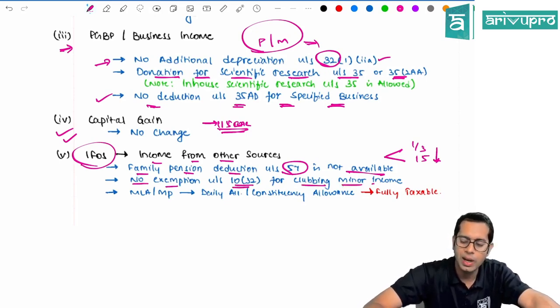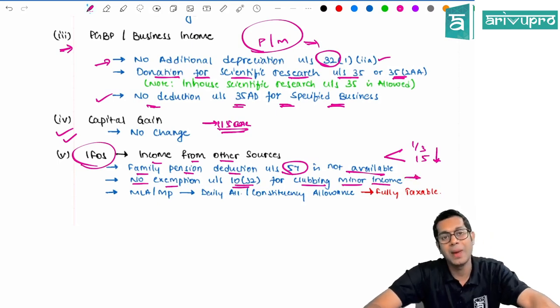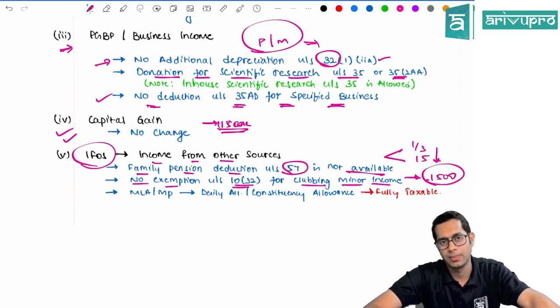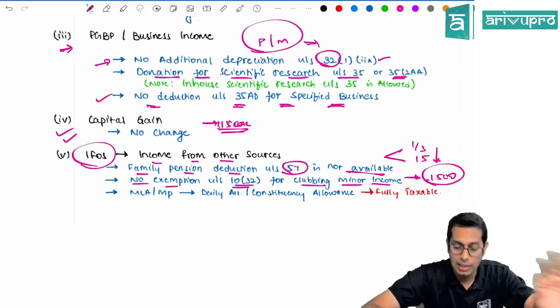10(32), that is clubbing of minor's income. If you remember, when you club your minor's income in your hands, then 1,500 rupees exemption you will get. But that will not be given if you follow 115BAC.